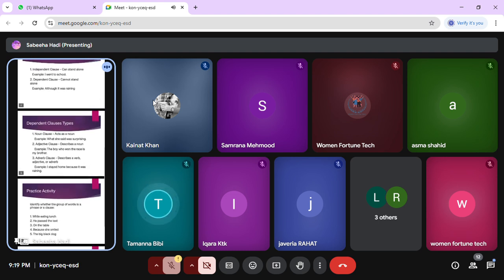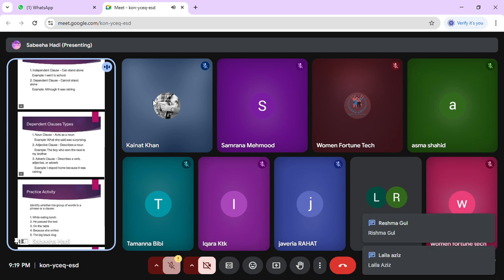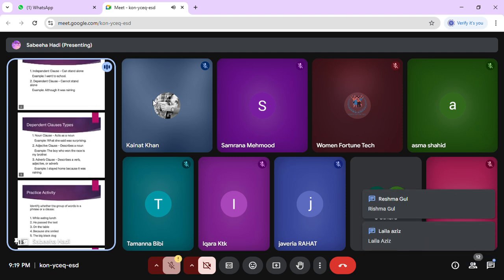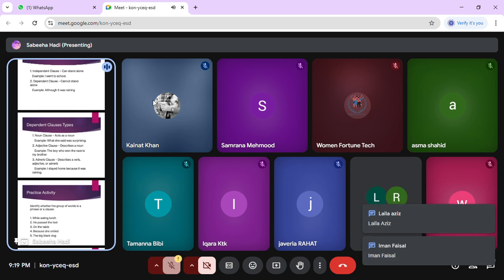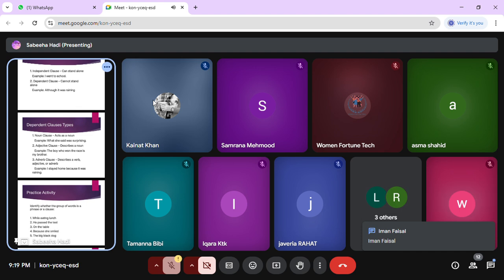The second type is the adjective clause. An adjective clause describes a noun. For example, "The boy who won the race is my brother." So it describes a noun, the boy. Boy is a noun, and "who won the race" is an adjective clause because it describes a noun in this sentence.